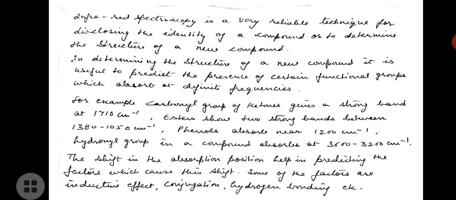Infrared spectroscopy is a very reliable technique for disclosing the identity of a compound or to determine the structure of a new compound. In determining the structure of a new compound, it is useful to predict the presence of certain functional groups which absorb at definite frequencies. For example, the carbonyl group of ketones gives a strong band at 1710 centimeter inverse.